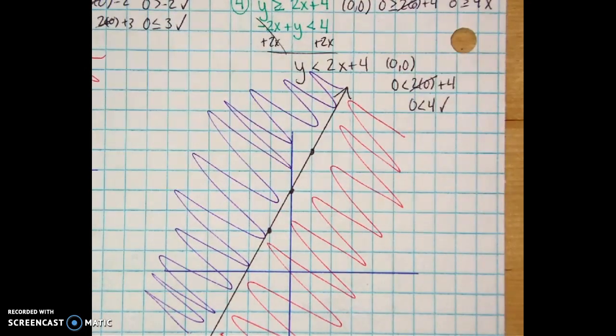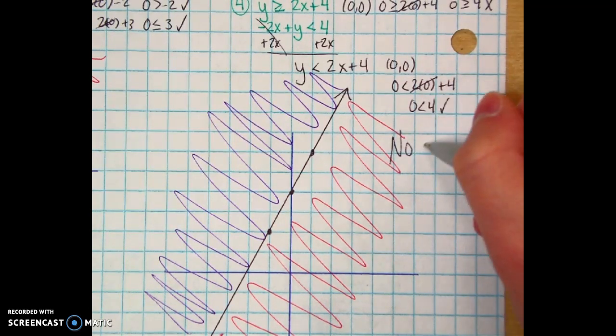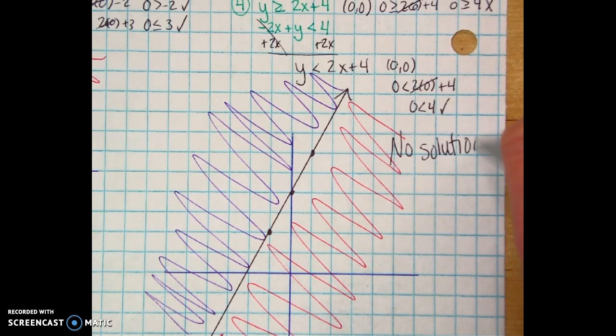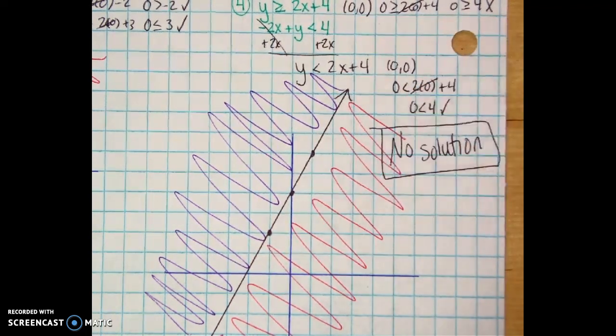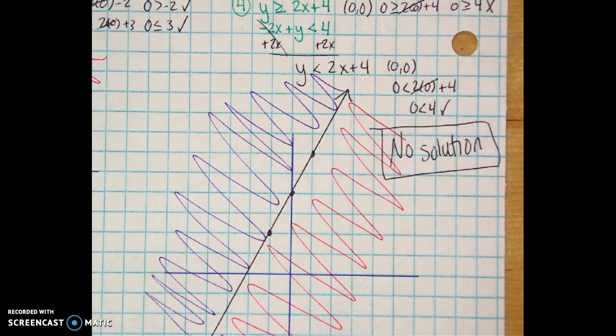And do the colors overlap? No. So this one would be no solution. So this is the only time when you would have to write words. Well, for no solution. Infinite solutions would be that the whole graph is filled in, but that would be a very rare thing for you to see. Like, I probably would never give you one like that.